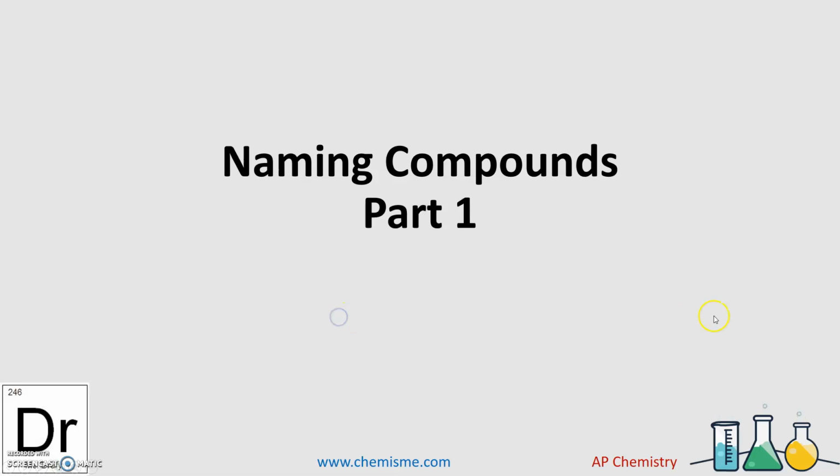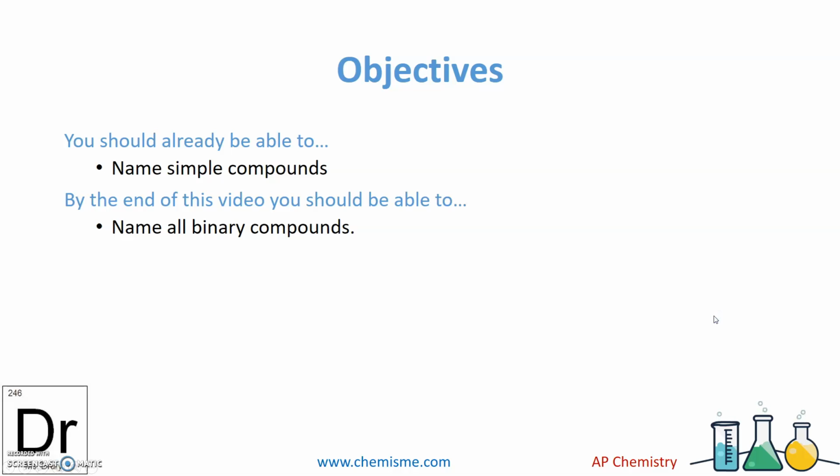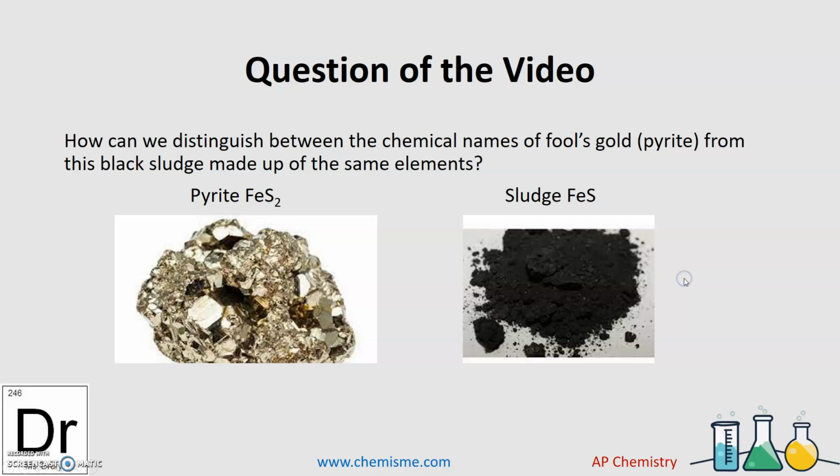We're going to name compounds. There are going to be two parts. In this part, you should already be able to name simple compounds, but we're going to make sure you can name all binary compounds. In our next part, we'll talk about ternary compounds.